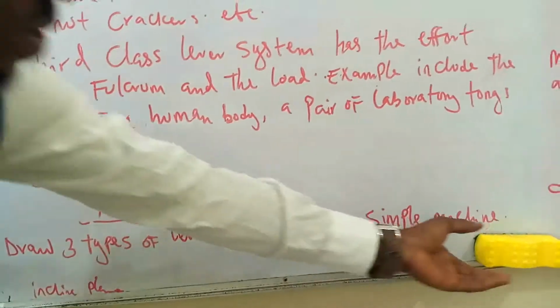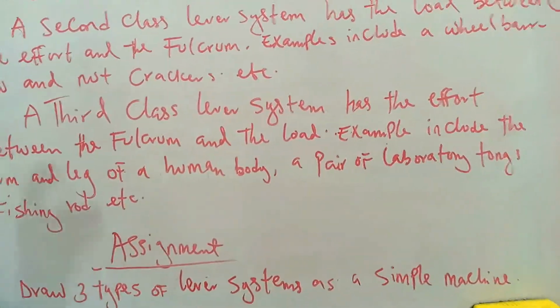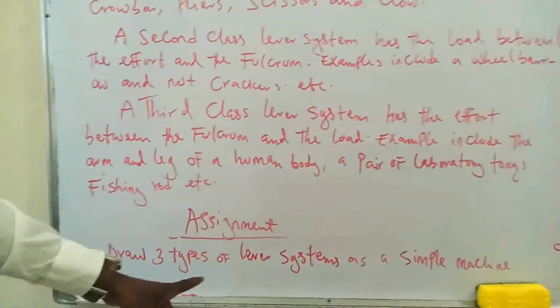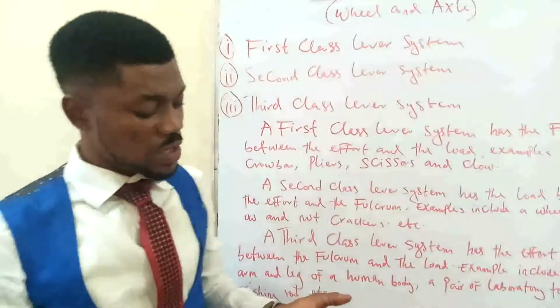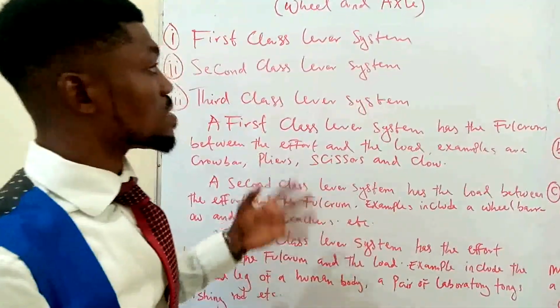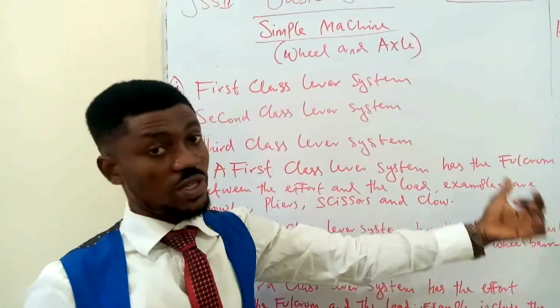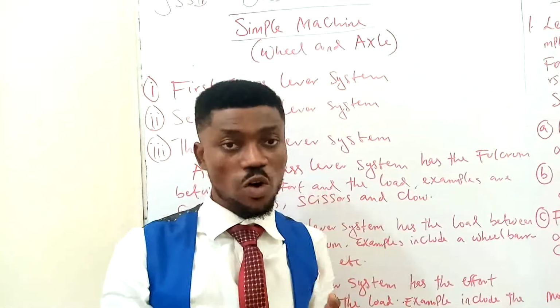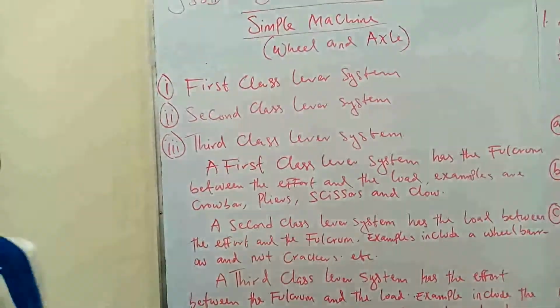So you have an assignment here for me. I've told you so much and given you so many examples of the first class, second class, and third class lever systems. So I need you now to draw only 3 types of lever system as a simple machine for me. Now this is what I mean. I've made mention of a plier, a scissors, a nut cracker, etc., as examples of lever system machines. I've told you where the load, the effort, and the fulcrum should be. So I want you now to draw these simple machines for me. Choose just 3 out of all I have mentioned and draw them for me.